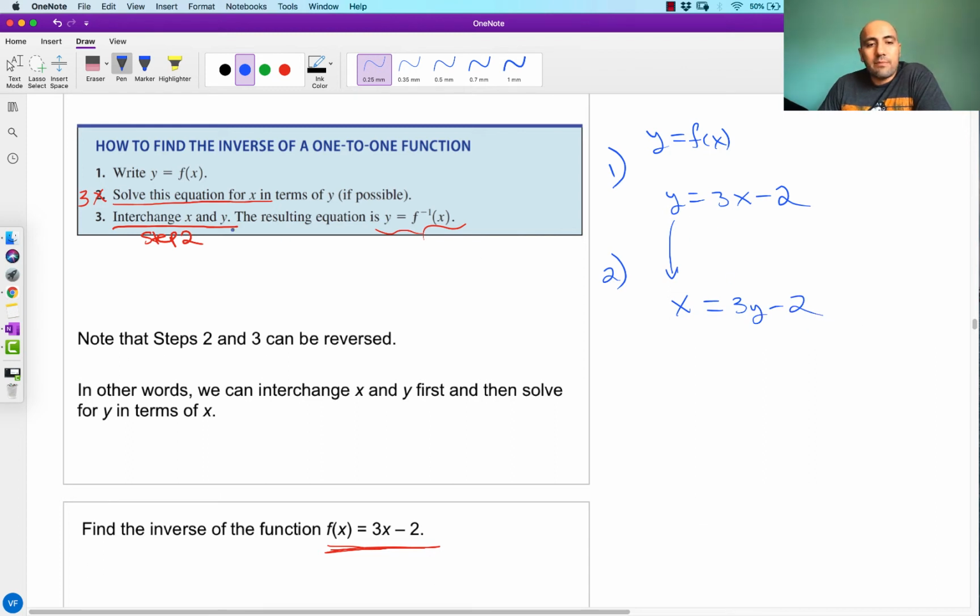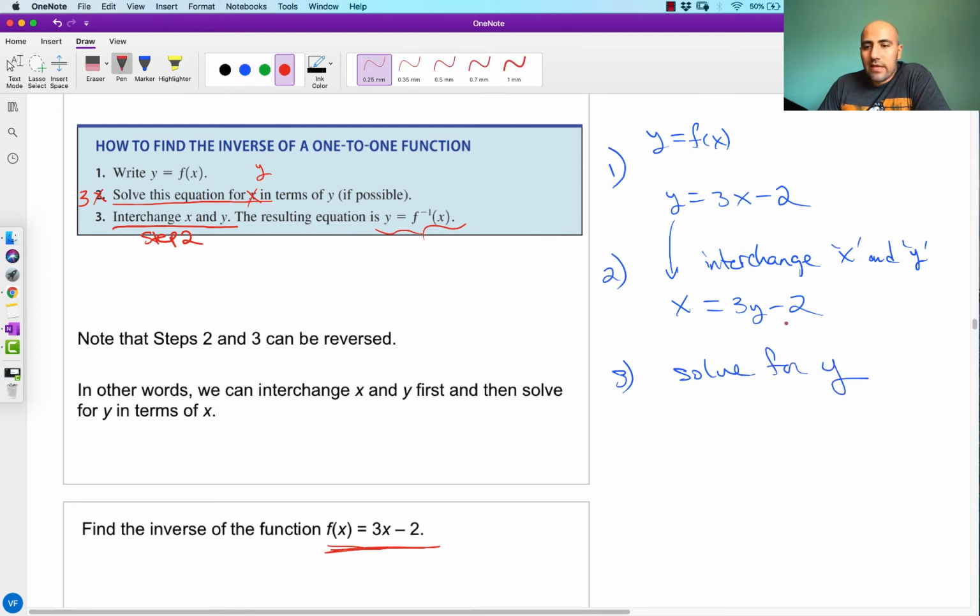The reason I like to do step number 2 before this one is that now we can solve the equation in terms of y, right? We're used to solving for y, so that way we stay consistent. We like to solve for y. So step number 3 is going to be to solve for y. So this one was interchange x and y. And now we're going to solve for y. Solve for y. That's pretty easy, right?